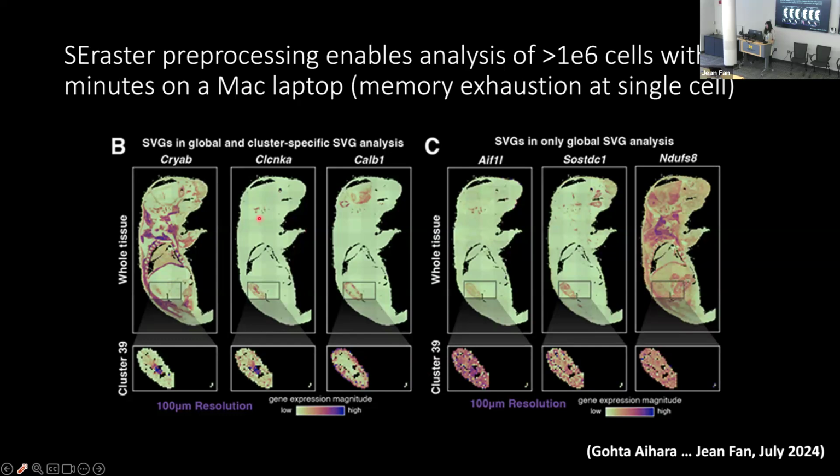So with SEraster preprocessing of these aggregation, now we can identify spatially variable genes in a matter of minutes. And in this case, appreciate how there are spatially variable genes that occur at a tissue level, that a lot of it is driven by, let's say, just organ-specific organization. But then we can also do rasterization on each organ independently and look for spatially variable genes, let's say, within the kidney. Okay, great.